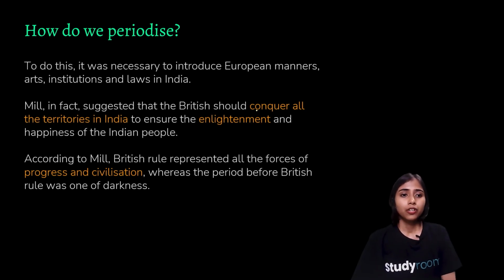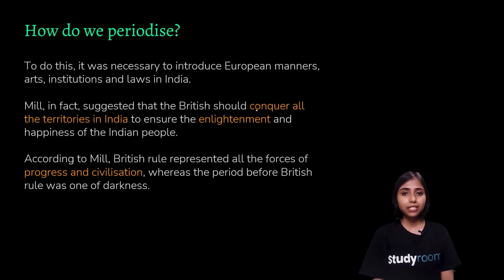To do this, it was necessary to introduce European manners, arts, institutions, and laws in India. Mill, in fact, suggested that the British should conquer all the territories in India to ensure the enlightenment and happiness of the Indian people. According to Mill, British rule represented all the forces of progress and civilization, whereas the period before British rule was of darkness.